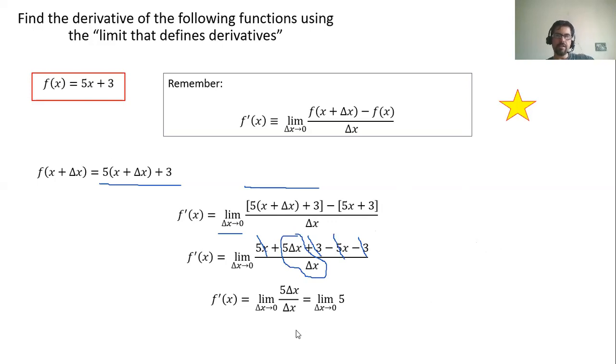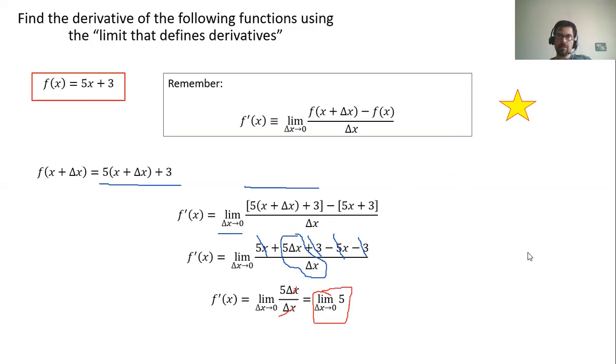What we have is that we can divide delta x divided by delta x, right here. And what we have to evaluate is the limit as delta x approaches zero of number 5. Since number 5 does not have any variable, it's going to stay as 5.